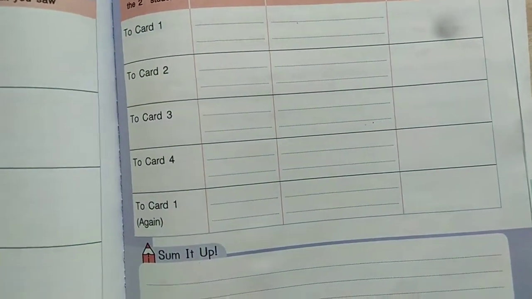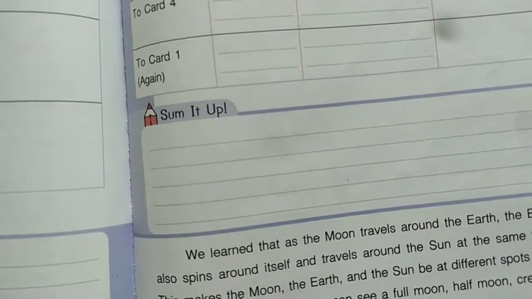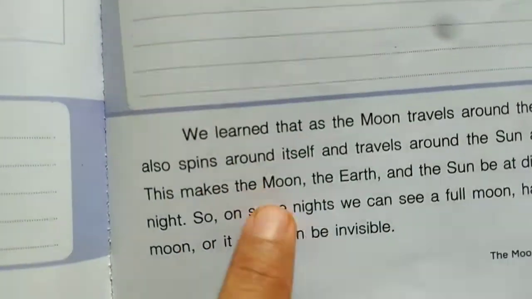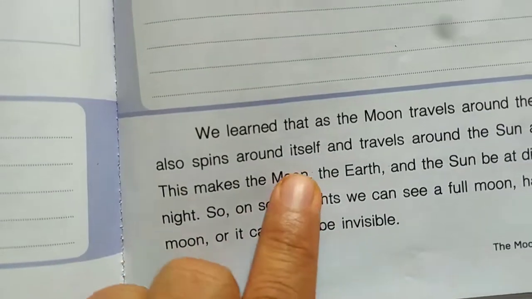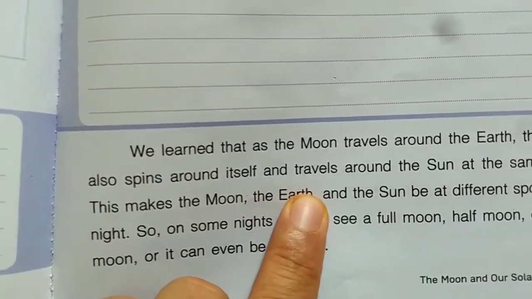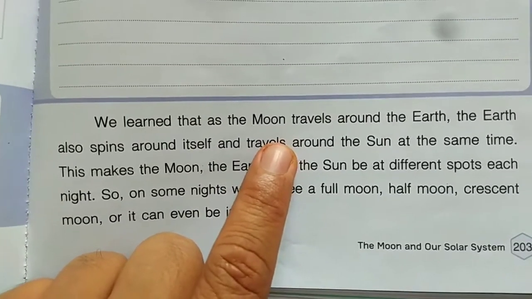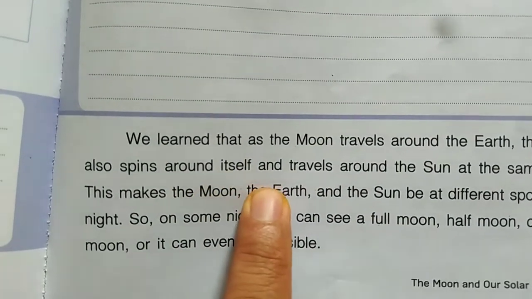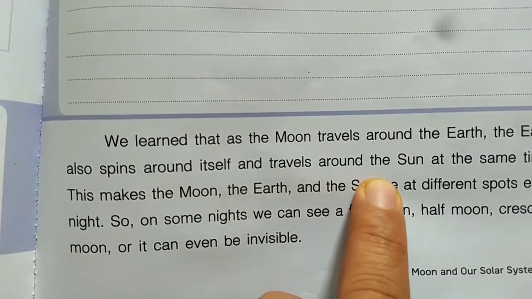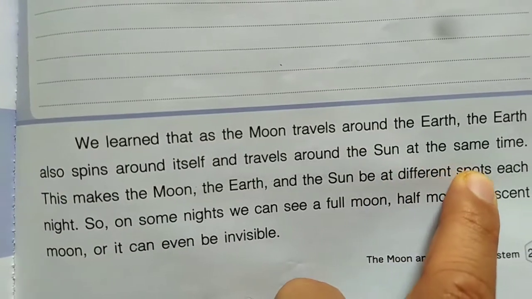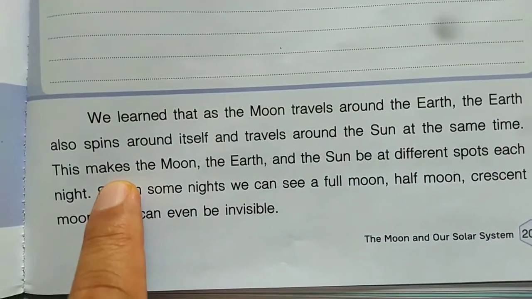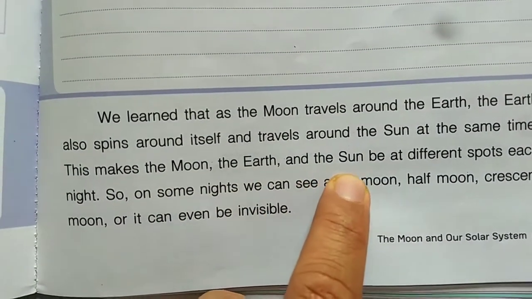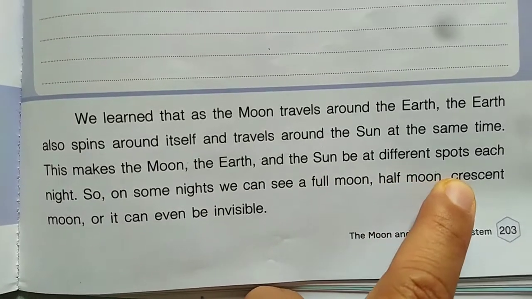Well, don't worry if you cannot exactly follow this. The important thing is you sum it up and learn. This is the most important thing. We learn that as the moon travels around the earth, it also spins around itself and travels around the sun. At the same time, this makes the moon, the earth, and the sun be at different spots.